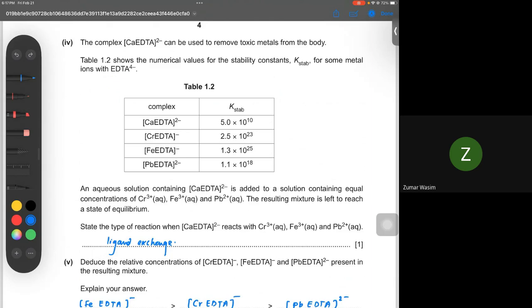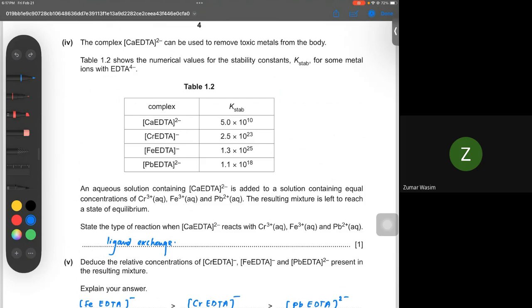Table 1.2 shows the numerical values for the stability constants for some metal ions with EDTA4 minus. The K stab values are given to you. Basically, K stab values decide how stable the product is.